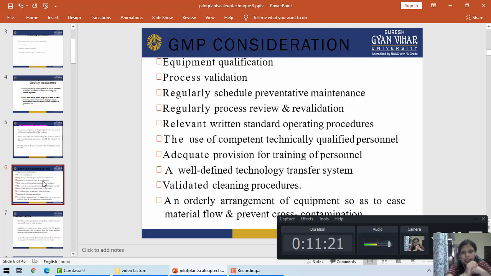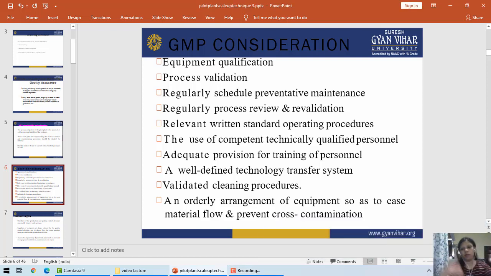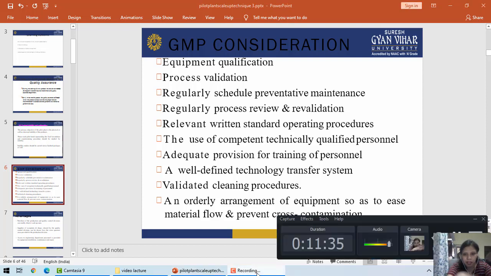Okay, the next is regularly process review and revalidation. It is important to review the process intermediately, that is, after each and every step we should review the process, so that there should not be any changes in the process.